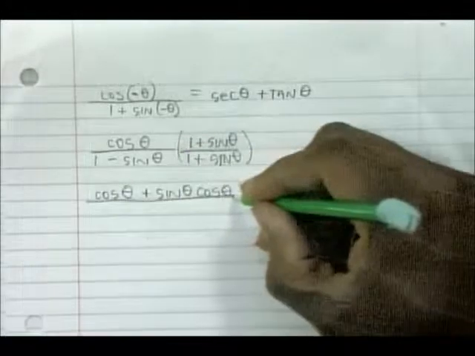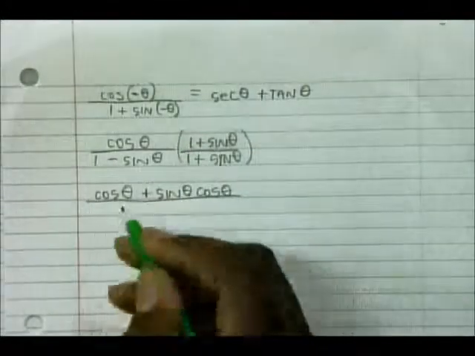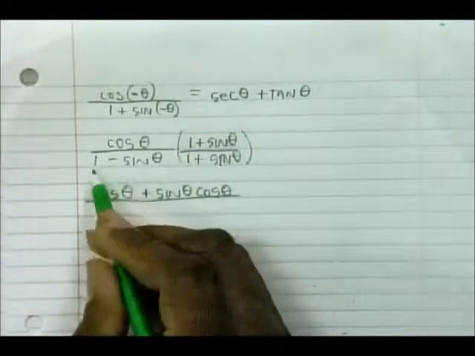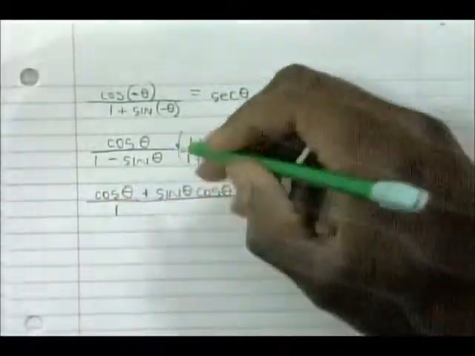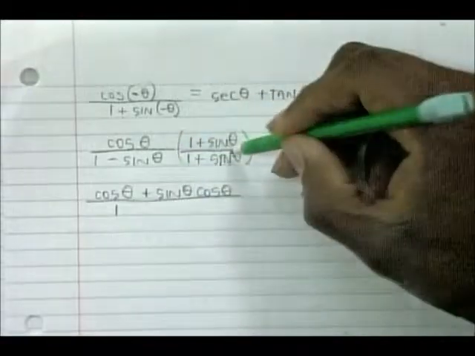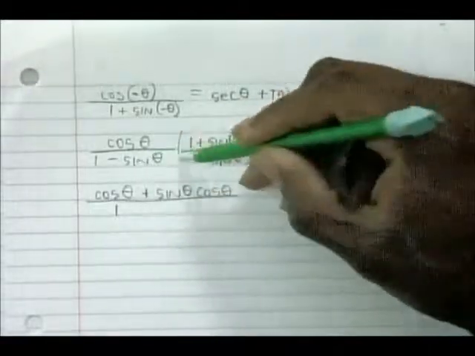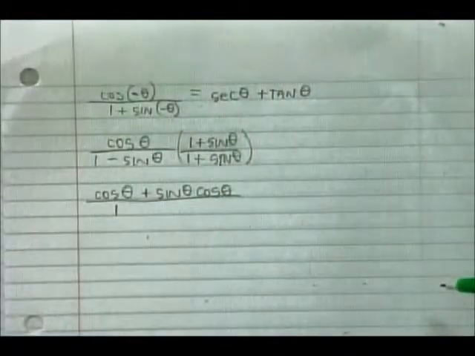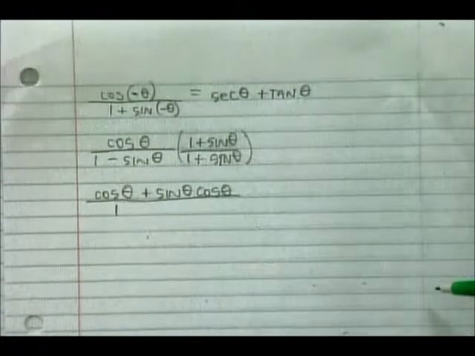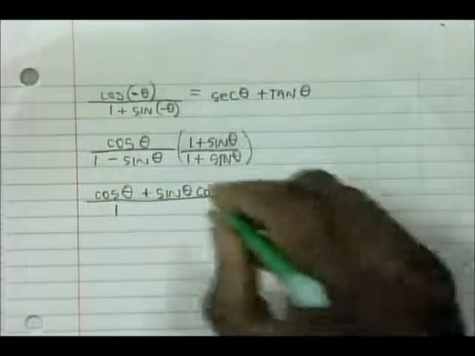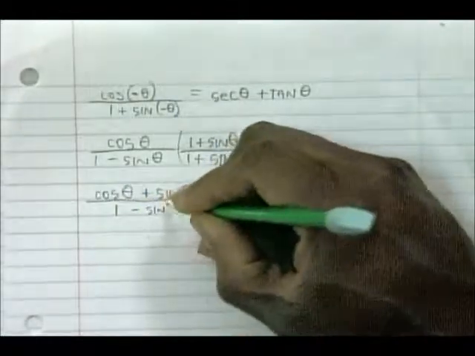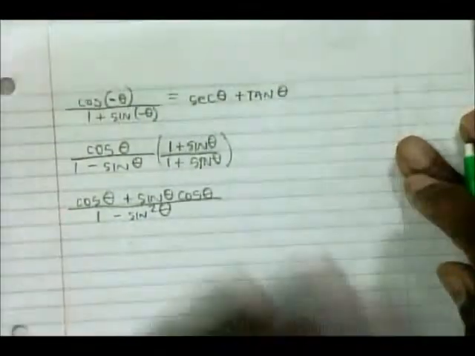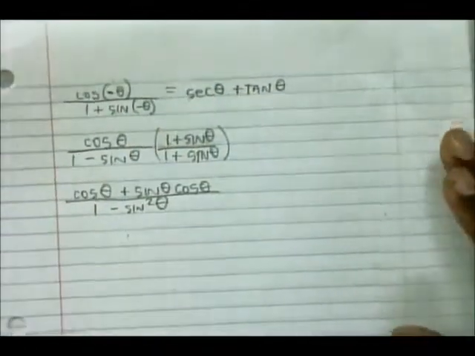Now let's multiply the denominator out. This is a difference of two squares. You multiply the fronts, you get 1. You multiply the outers, you get sine theta. You multiply the inners, you get negative sine theta. So the outers and inners cancel each other out, and you multiply the lasts, you get minus sine squared theta.